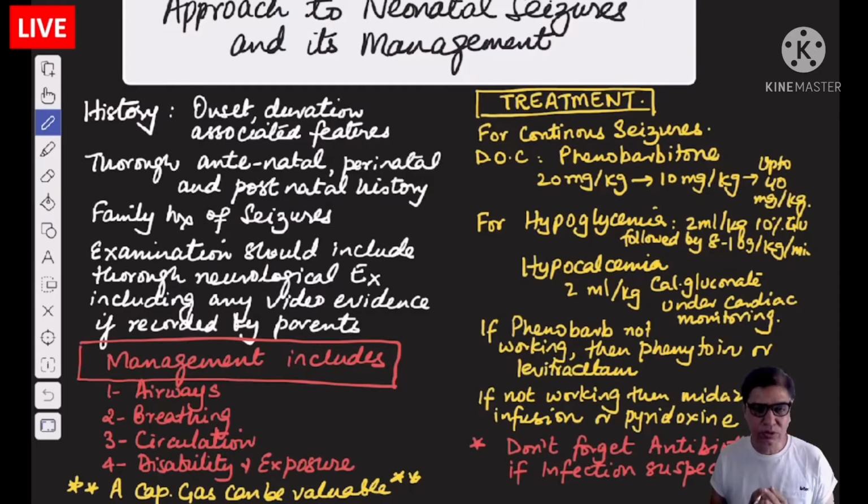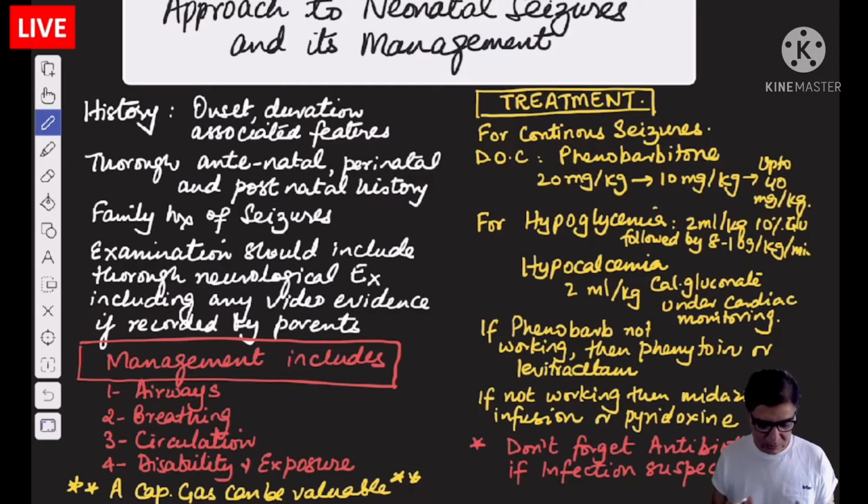It's very important to take a thorough history and do a very thorough physical examination. In the history, you should ask when the seizure started, what the environment was in which the seizure started, how long the duration has been, and what the associated features are. So you ask whether the baby changes color, whether he stops breathing, and so on and so forth.